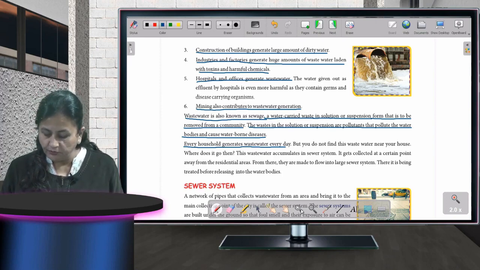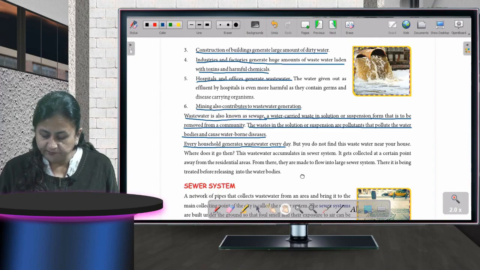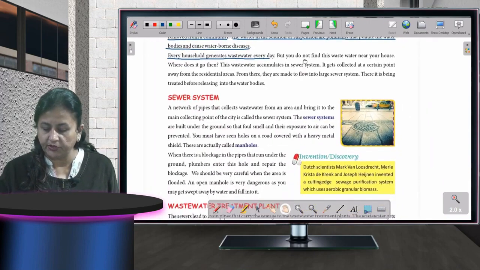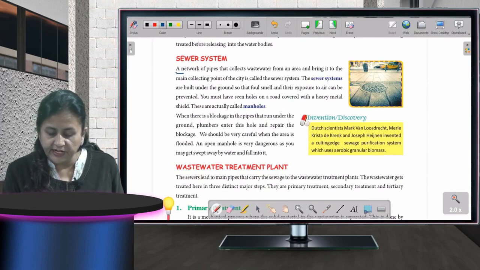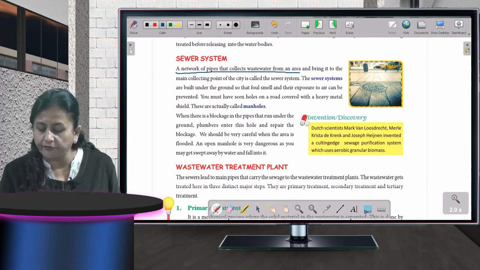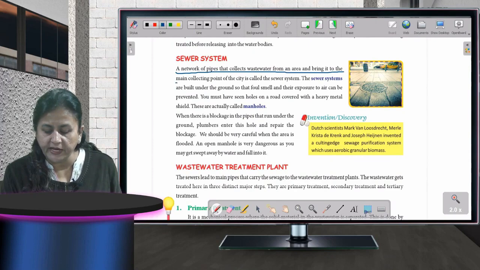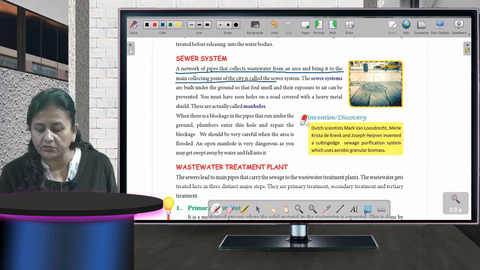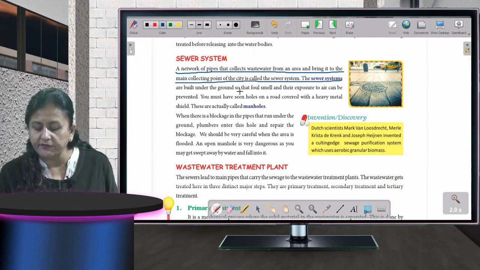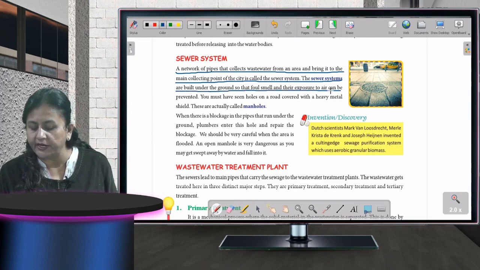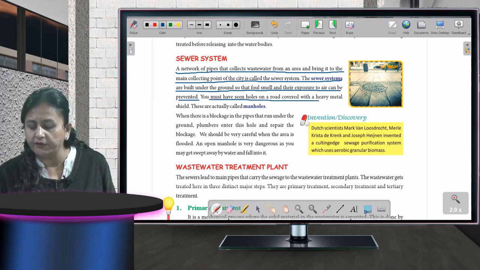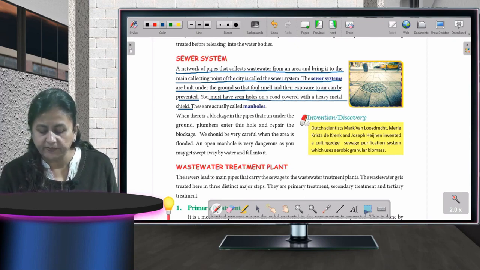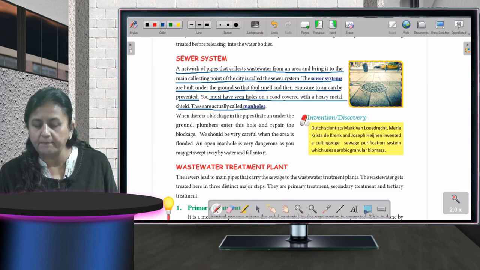Now coming to the next topic, sewage system. What is a sewage system, children? A network of pipes that collects wastewater from an area and brings it to the main collecting point of the city is called the sewer system. The sewer systems are built under the ground so that foul smell and the exposure to air can be prevented. You must have seen holes on the road covered with a heavy metal shield. These are actually called manholes.